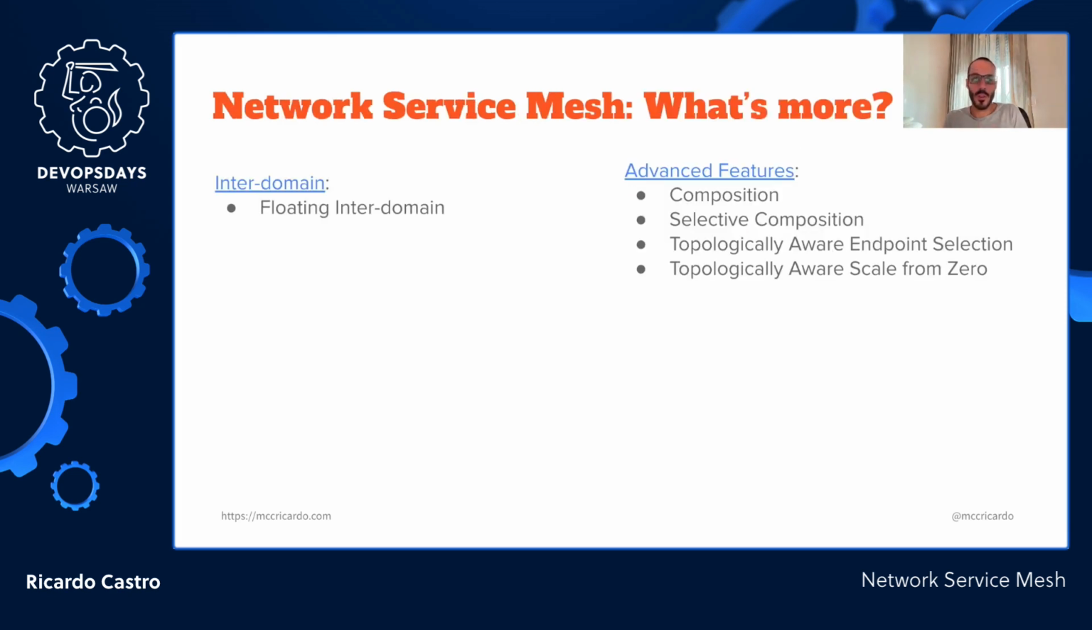Before we go, just a few more things. This talk explores what issues a network service mesh addresses and its key concepts, but there are more aspects that you can explore. You can take a look at interdomain, where a client may request a network service mesh from any network service registry domain independent of where it's running. You should also take a look at some advanced features. The NSM match process that selects the candidate endpoints for a certain network service can be used to implement a variety of advanced features, such as composition, selective composition, topologically aware endpoint selection, and topologically aware scale from 0.